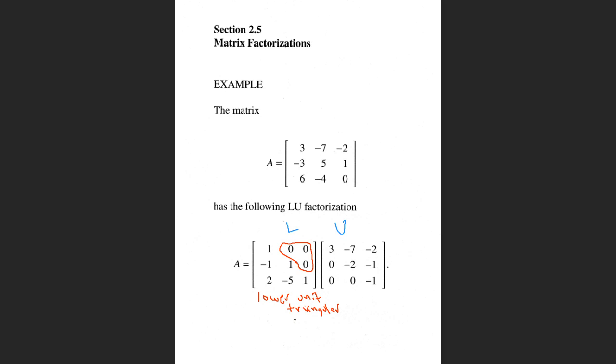Now look at the matrix U. Are there zeros above or below the diagonal in the matrix U? They're below. What form is that matrix U?